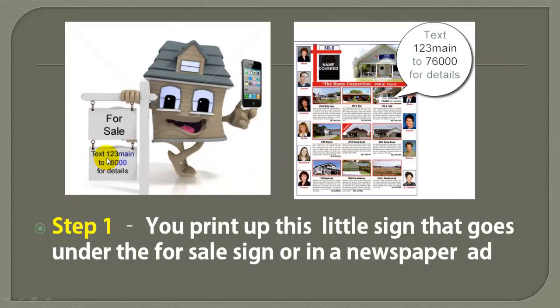Step 1. You print up this little sign that goes under the for sale sign or in a newspaper ad, and it basically has a text message. In this case, it says text 123 Main to 76,000 for details. Now that's just a demo. It doesn't actually work, but it would be something like that.